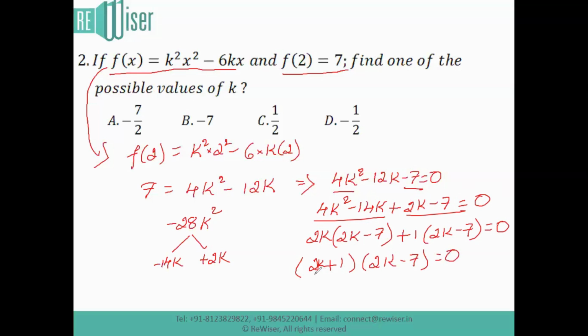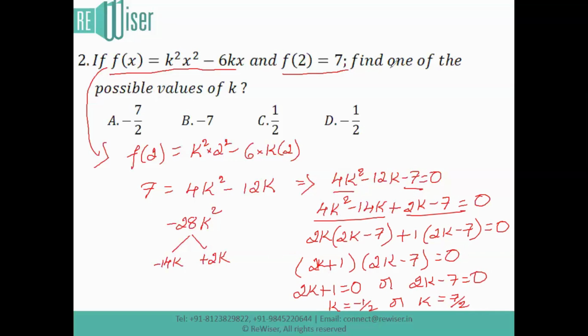So whenever I have two factors which are getting multiplied and giving 0, in that case, I can simply say 2k plus 1 equals 0 or 2k minus 7 equals 0. So that gives me k is minus 1 over 2 or k is positive 7 over 2.